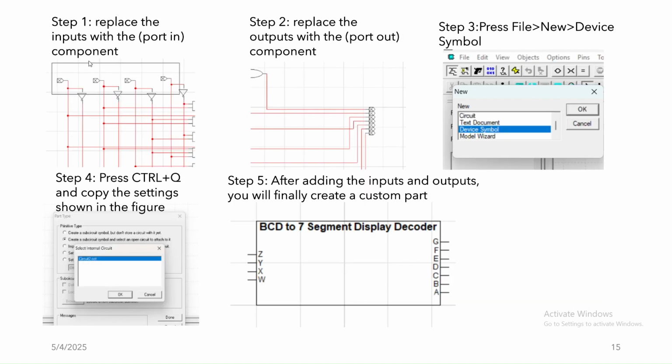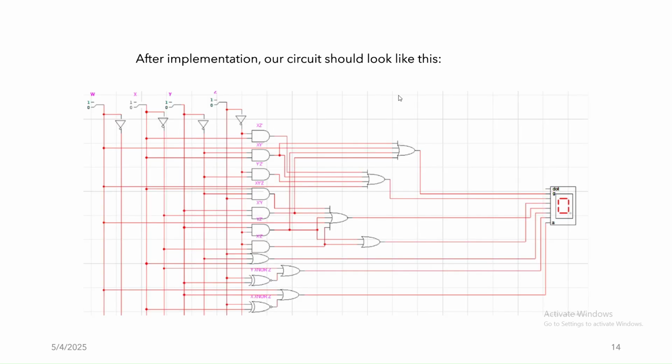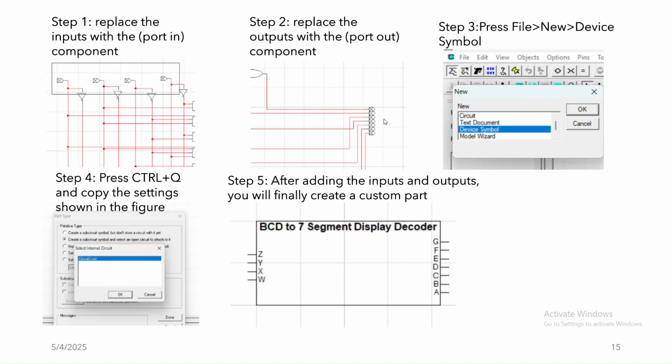So step 1, I'm going to replace the inputs with the port in component. These inputs, which were W, X, Y, and Z, I'm going to replace with a component called port in. Clear? Then step 2, replace the outputs with a port out component. The same way, I'm going to delete the 7-segment display and replace the outputs with the port out. So 1, 2, 3, 4, 5, 6, 7.